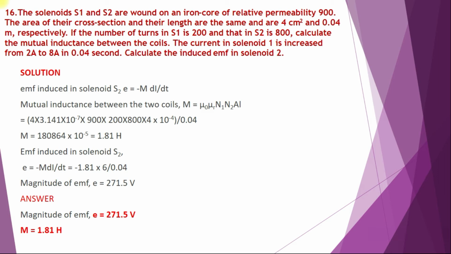We get 4 into 3.141 into 10 power minus 7 into 900 into 200 into 800 into 4 into 10 power minus 4, the whole divided by 0.04. So the M value is 1.81 Henry. Now the EMF induced in the solenoid S2 is E equal to minus M di by dt, which is equal to minus 1.81 into 6 divided by 0.04. So the magnitude of the EMF E is 271.5 volt. So the answer is the EMF is 271.5 volt and the mutual inductance is 1.81 Henry.